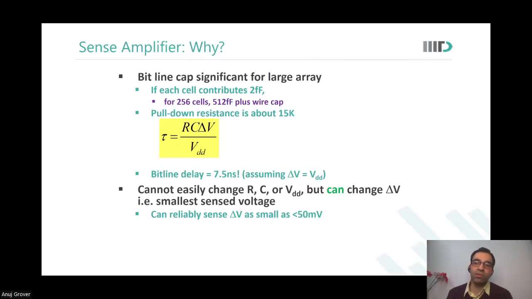That 100 millivolt is amplified by the sense amplifier to a full VDD swing. Are you able to see this? Any questions? Are you able to understand this example that is given here?